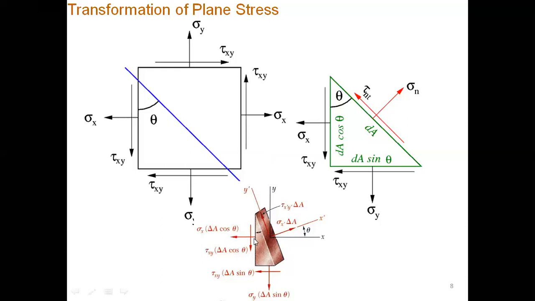So the force on this vertical surface would be sigma x times delta A cos theta, and the shear force would be shear stress tau xy times area delta A cos theta. Similarly, the vertical force would be in terms of stress sigma y, so sigma y delta A sin theta. And this horizontal force would be shear stress tau xy delta A sin theta. Because we know that stress is load per unit area.